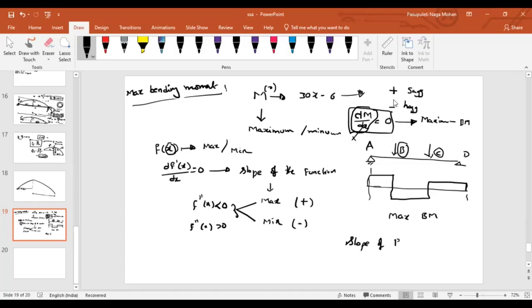The slope of the BMD diagram can be represented as shear force. Shear force at any point is equal to the slope of the bending moment diagram.